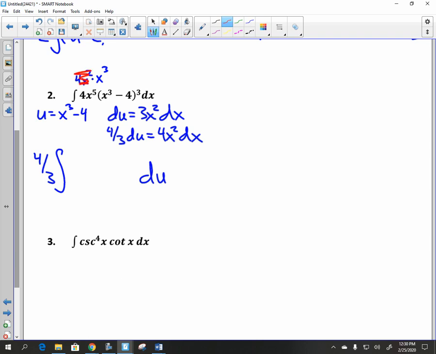4x squared and dx, those are gone. What do I replace this with? U cubed. And then what do I replace the x cubed with? Yeah, u plus 4. Is it u plus 4? No, u plus 4.